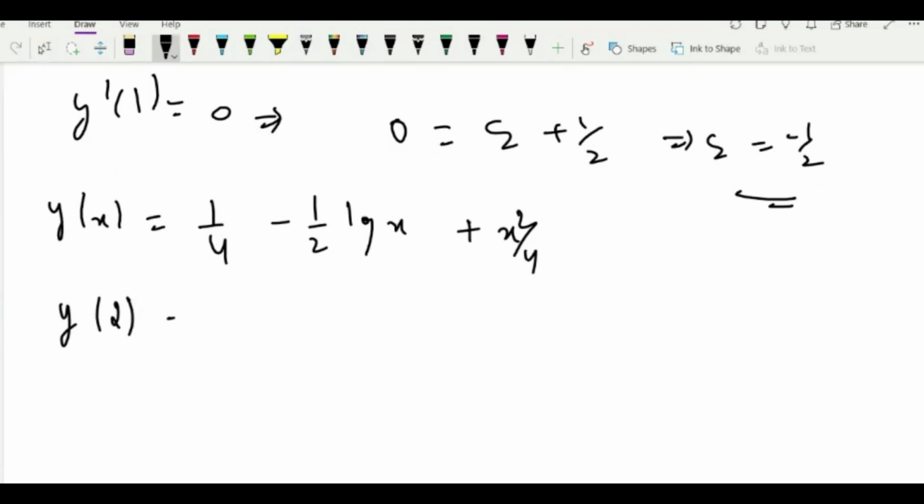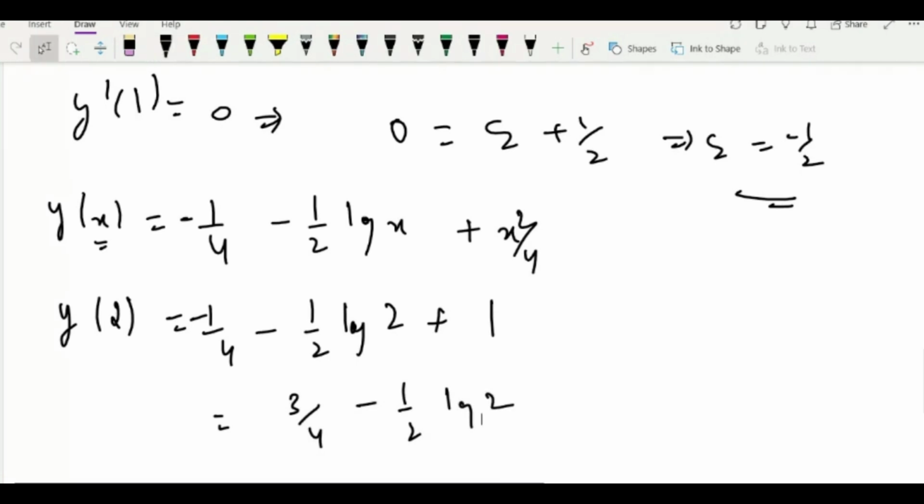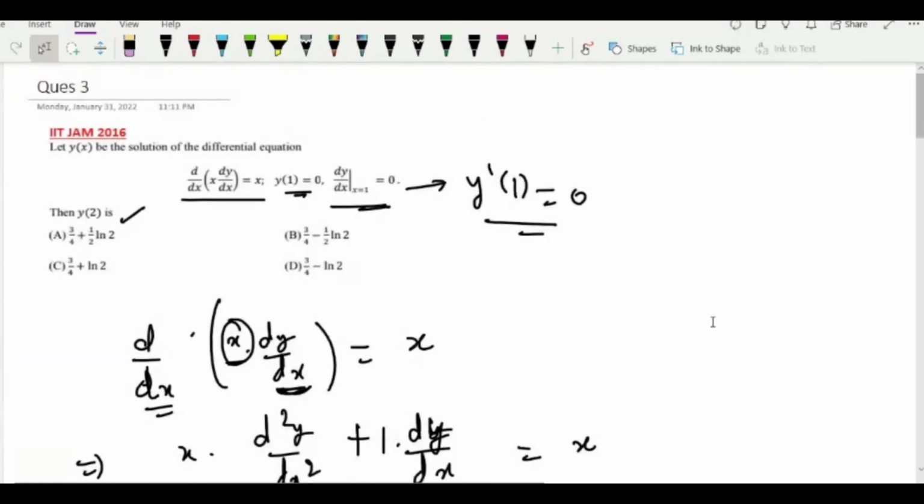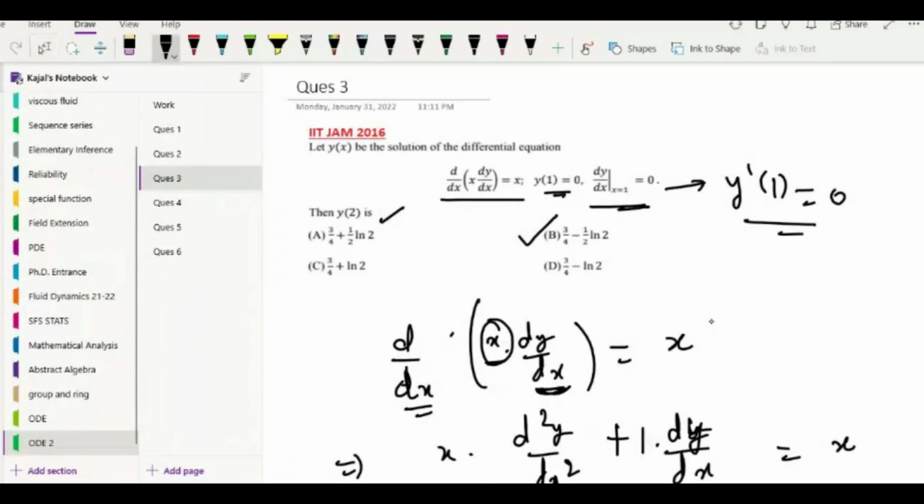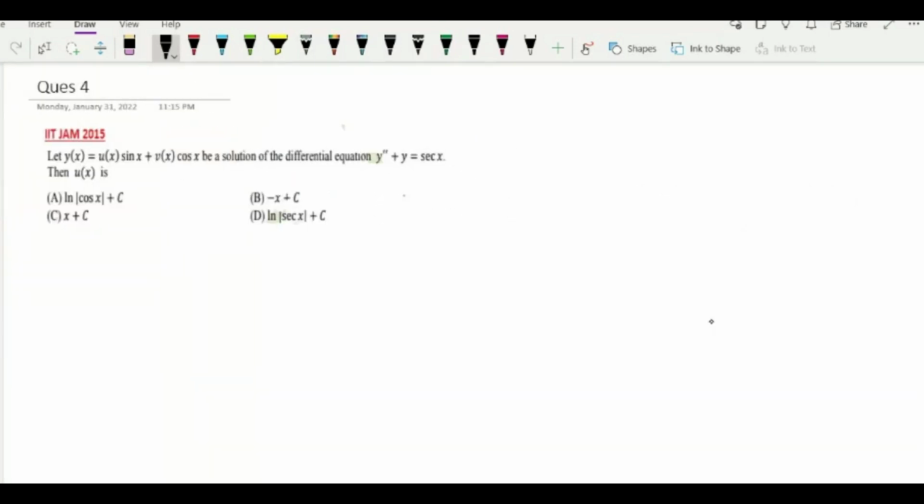Now putting x is equal to 2, as they want the value at 2. 1 upon 2 log 2 plus 4 upon 4, that is 1. Here minus 1 by 4. So we get 3 upon 4 minus 1 by 2 log 2. So you can check the solution, which option is correct. 3 upon 4 minus 1 by 2 log 2. So this is our required solution. The main important part of this question is what kind of equation this is. Now moving to our next question.